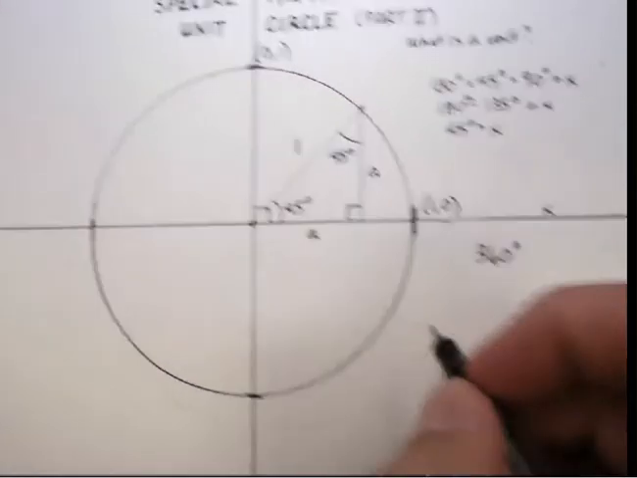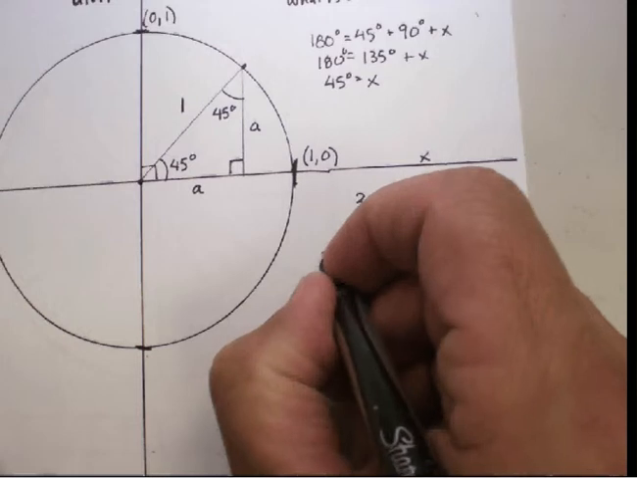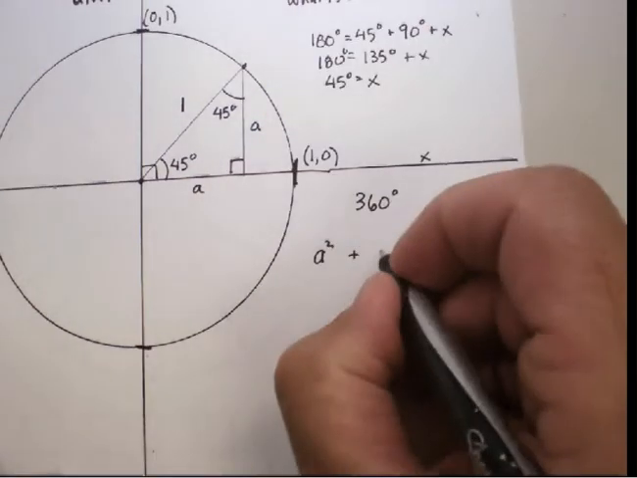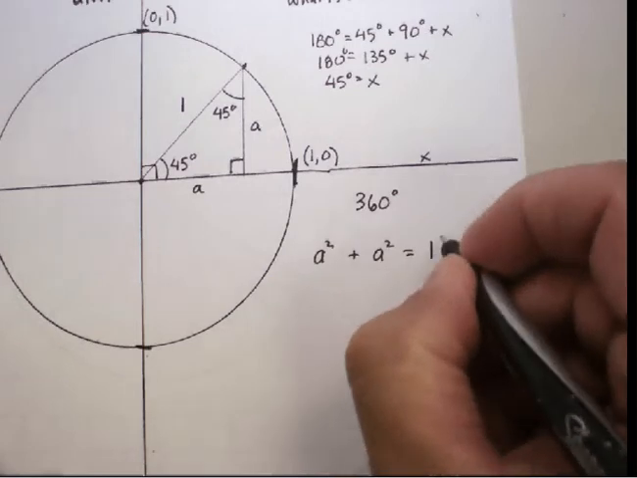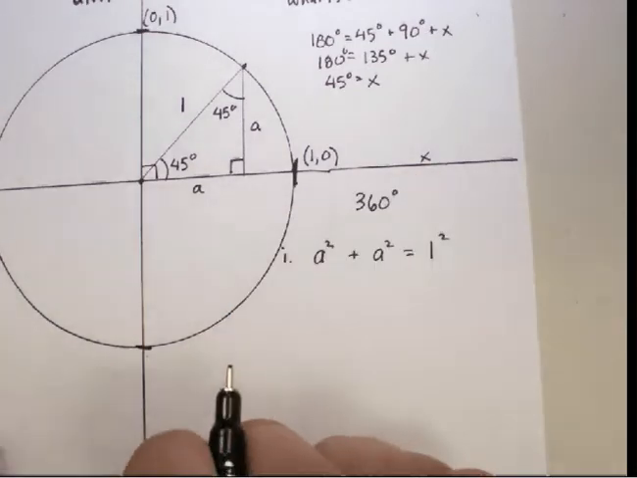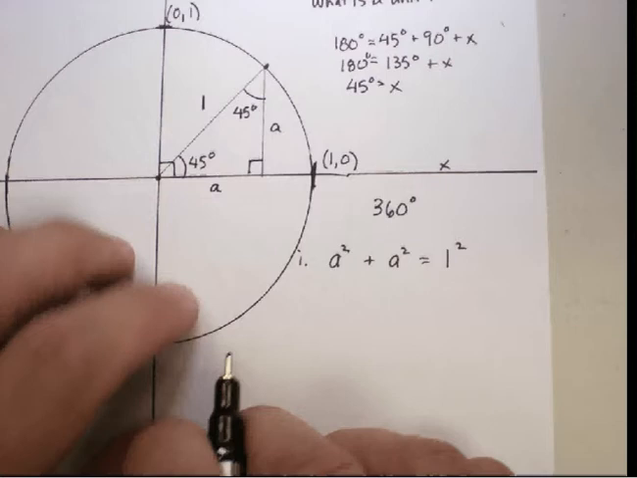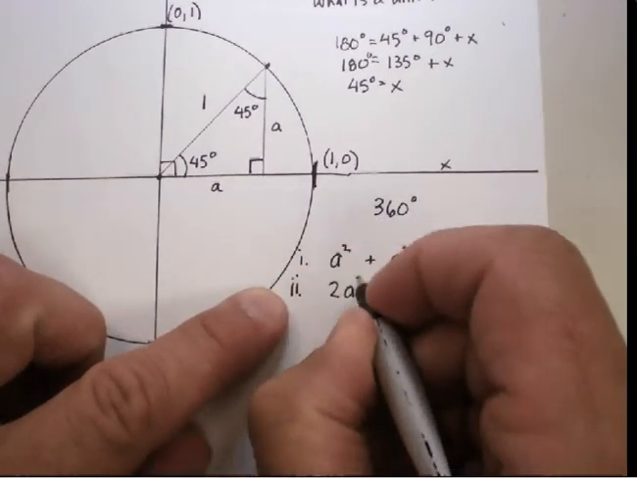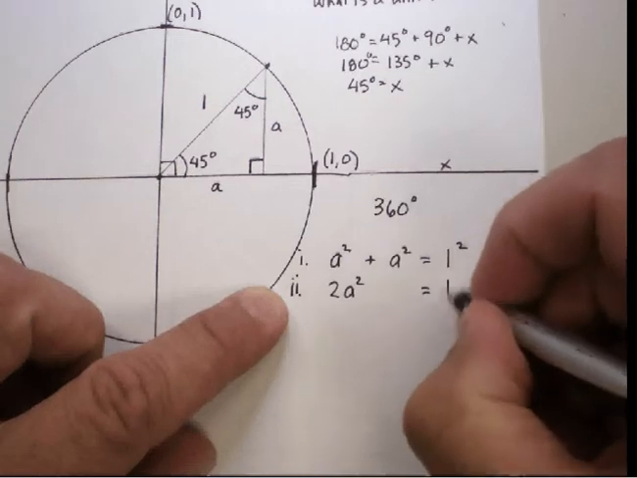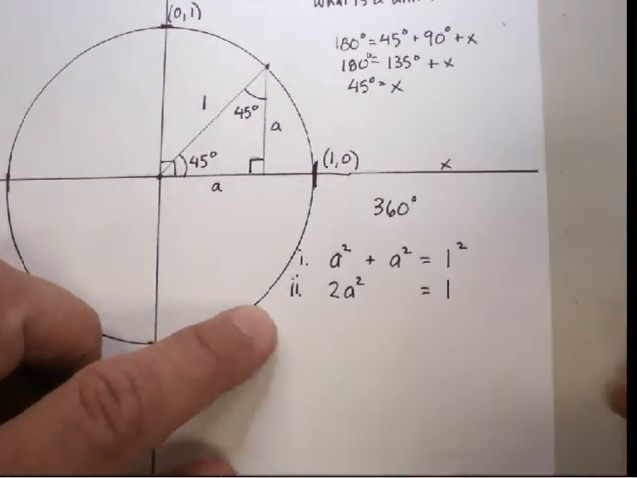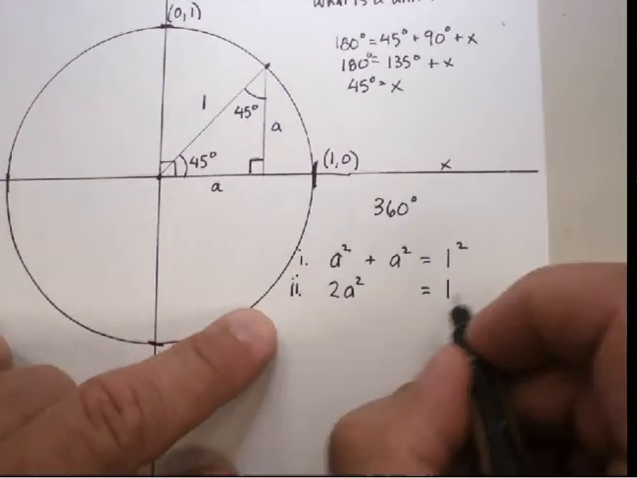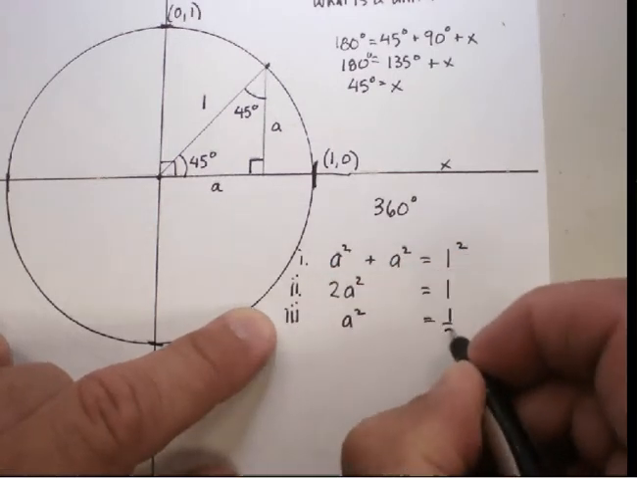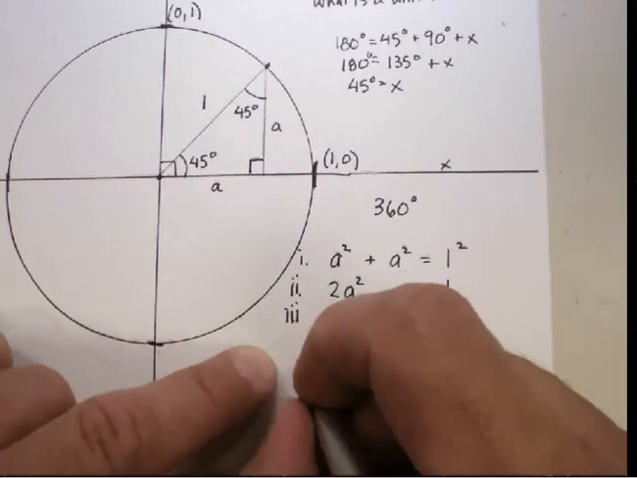So let's go ahead and work that out down here, all right? I've got a squared plus a squared is equal to 1 squared. That's my first step, Pythagorean Theorem. How many a squareds do I have? Well, I've got 2a squared, so let me just put that in there. And we know that 1 squared is 1, so let's just simplify that and make it 1. Okay, now let's just solve for the a. I'm going to divide by 2. And then I'm going to take the square root of both sides.